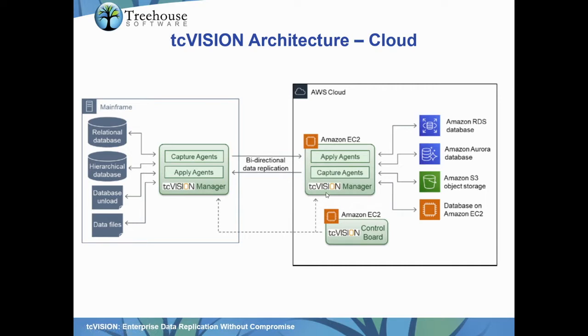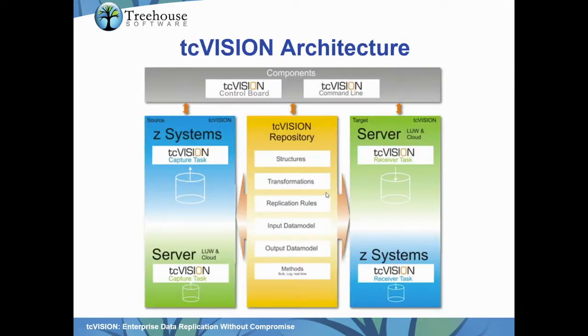Now, taking a little closer look at what's happening in these managers when it's performing the change data capture piece, we come to our tcVISION repository, which is typically a series of tables within a relational database. And this repository has all kinds of information on the source and target environments. So it's going to have all of the table names and column names for the target. It's going to have the data type information and, for VSAM, for instance, it'll have the data set names and the field names from a copybook.